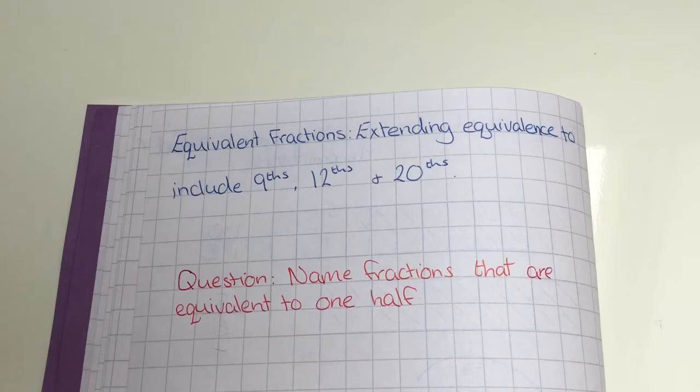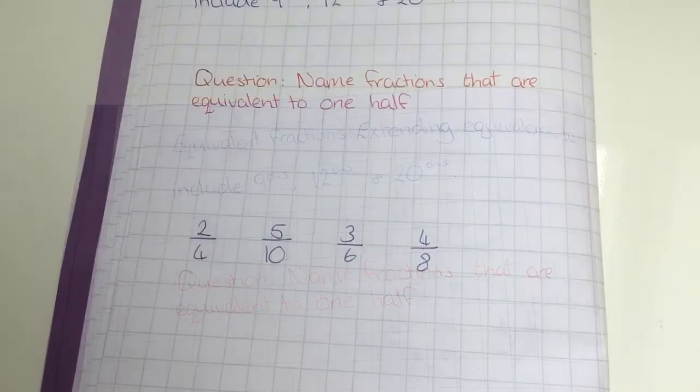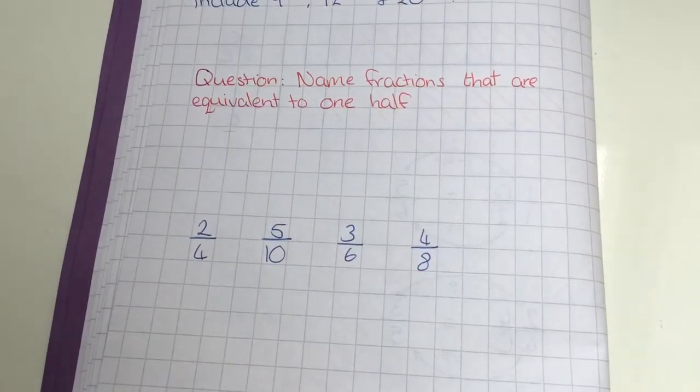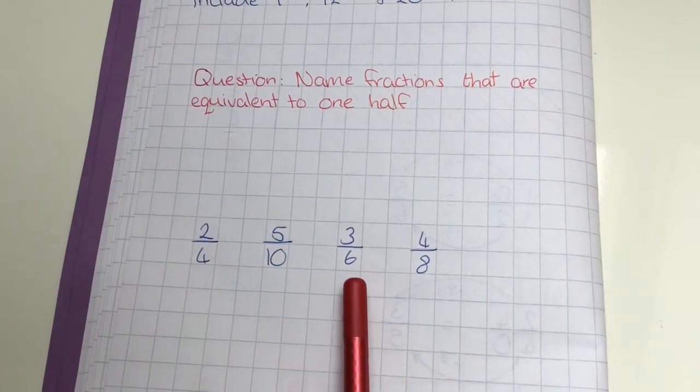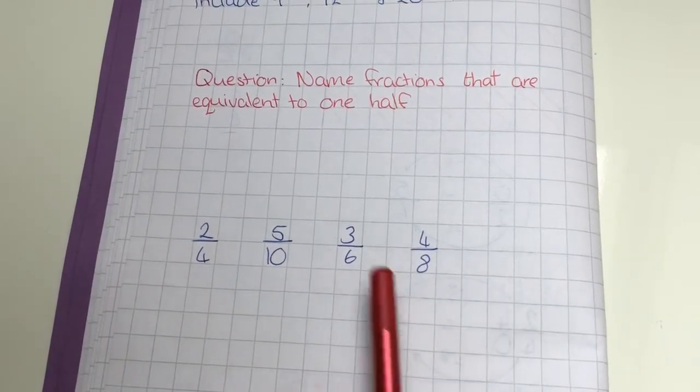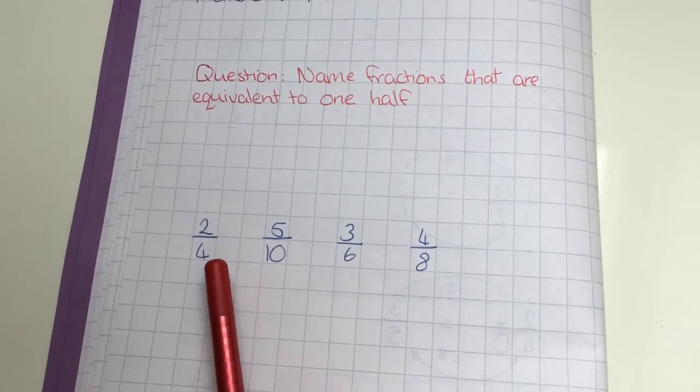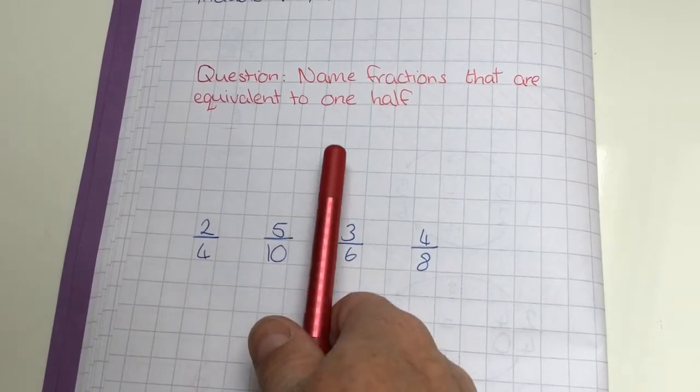So think back to when we had fraction walls out. What does that look like? Which ones are the same? Off you go and do that. Okay, hopefully you come up with something like this. Well, you could have 2/4, you could have 5/10, you could have 3/6, you could have 4/8. All of the numerators are half of the denominators, which makes it the same as 1/2.